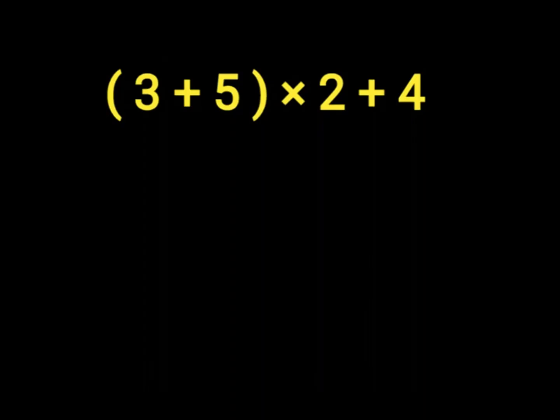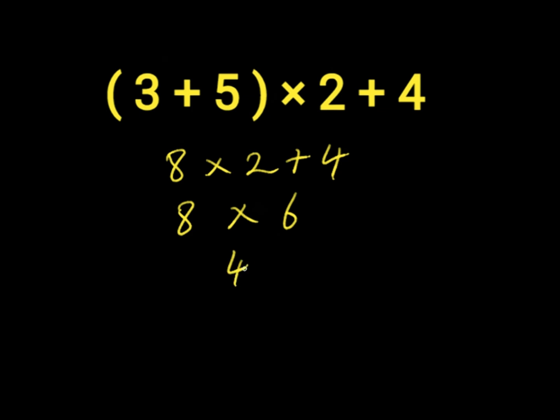(3 + 5) × 2 + 4. 3 plus 5 will give us 8. Then 8 times 2 plus 4. 2 plus 4 will give us 6. Then we have 8 times 6. 8 times 6 will give us 48.